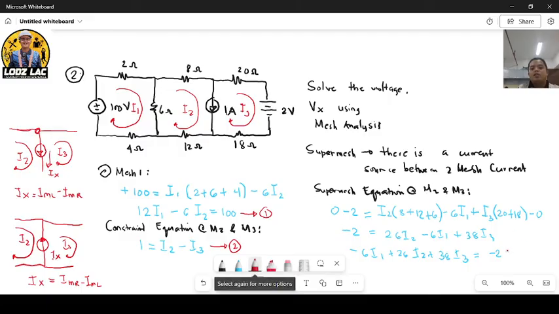So this is your equation 3. So finally, solving for the I1, I2, and I sub 3. By applying calculator. So may borrow first the I1, 2, and 3.